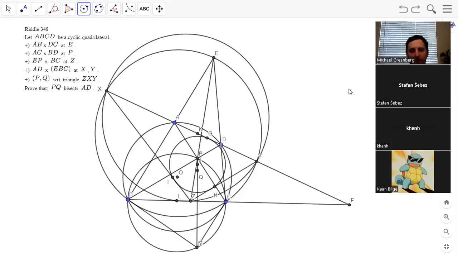Inversion. You invert at E with radius the square root of EA times EB. Okay, so it swaps A and B, it swaps C and D, so that circle gets fixed. And then X and Y.